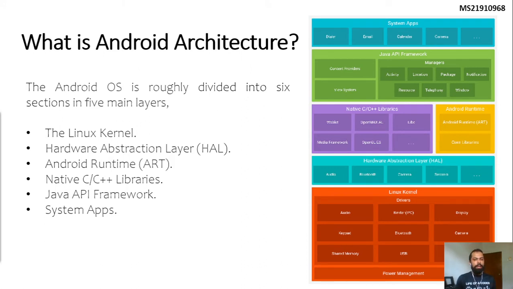The second layer is the hardware abstraction layer. We call it HAL. The hardware abstraction layer provides a standard interface that exposes device hardware capabilities to the higher-level Java API framework.